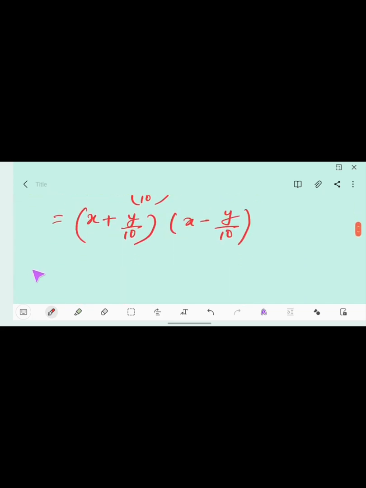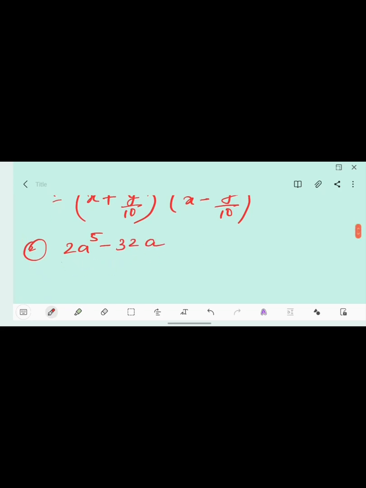Going to the next example, number 2. The question is 2a power 5 minus 32a. So to factorize this particular polynomial, we need to revise what we have studied in our previous classes. Each and every concept is required for the factorization of the next term. And if you get different kinds of questions, always remember the first concept is required.